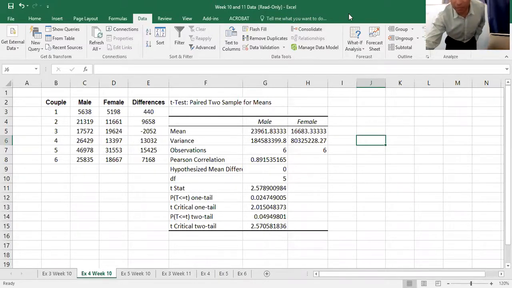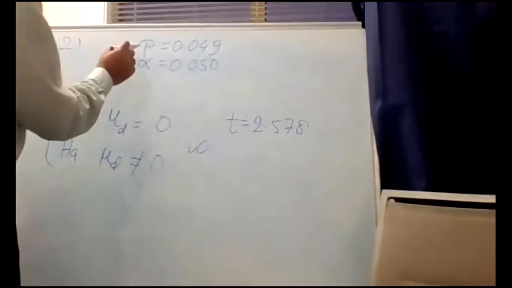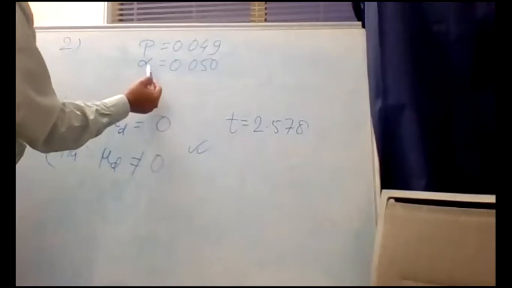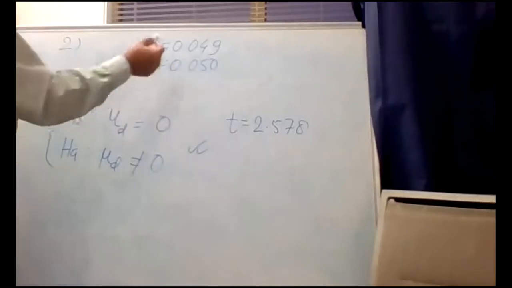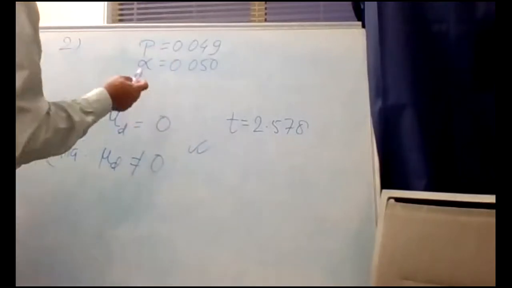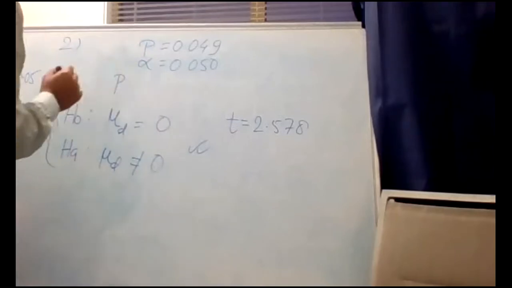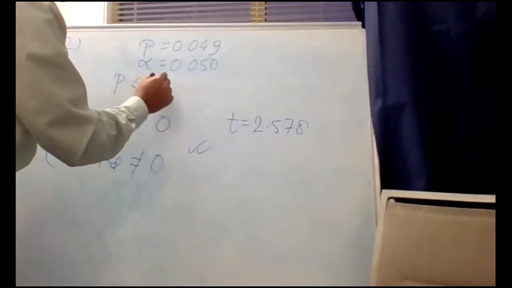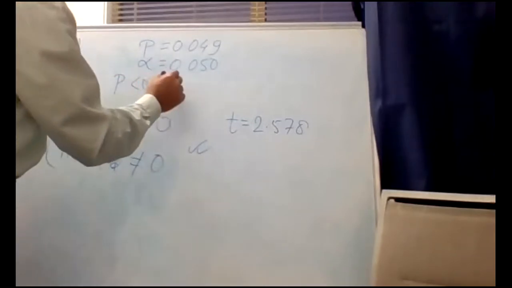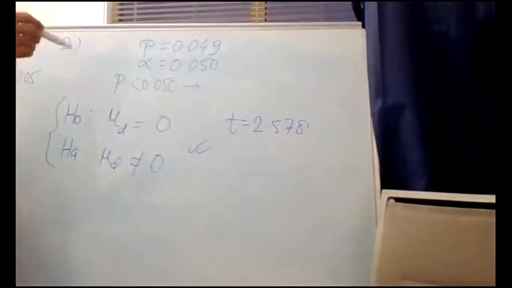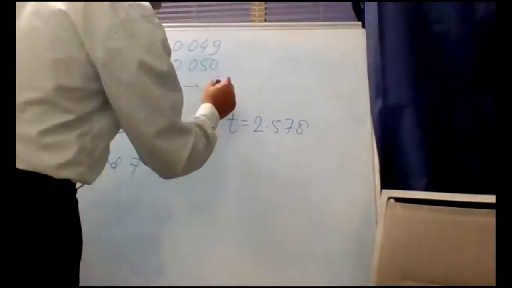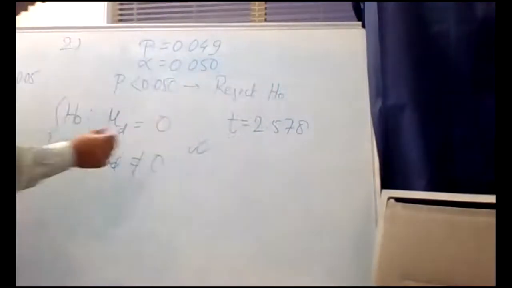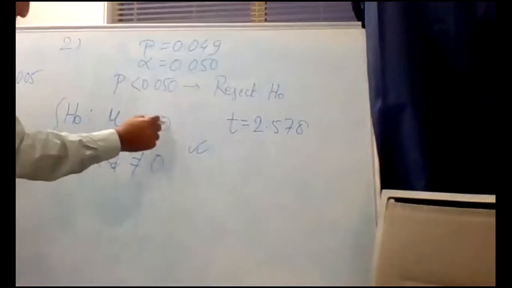From here, go to the whiteboard now. From the Excel sheet, I got the p-value 0.049, very close to the alpha value 0.050, but still there is a minor difference. So the p-value 0.049 is less than 0.050. The p-value is less, so H naught must go. We will reject our null hypothesis. Rejecting the null hypothesis means this is not working.